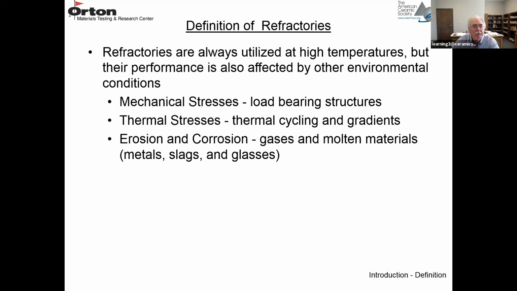So I'd like to get started, and we'll start with the introduction, and we'll define what a refractory is. Refractories are materials that are used at high temperatures, but their performance is also affected by other environmental conditions, and these are mechanical stresses. So they have to be load-bearing structures. They're also affected by thermal stresses. They're subjected to thermal cycling, which gives rise to thermal shock. And they're also subjected to thermal gradients. They're also subjected to erosion and corrosion by gases and molten materials, and the molten materials would be molten metals, slags, and glasses.